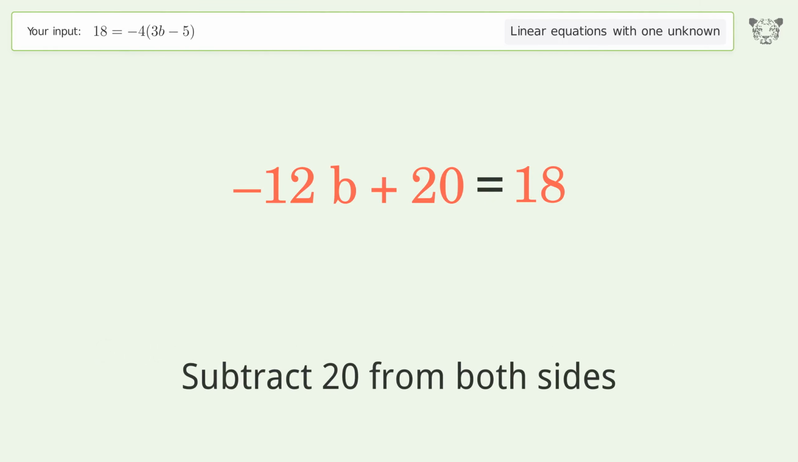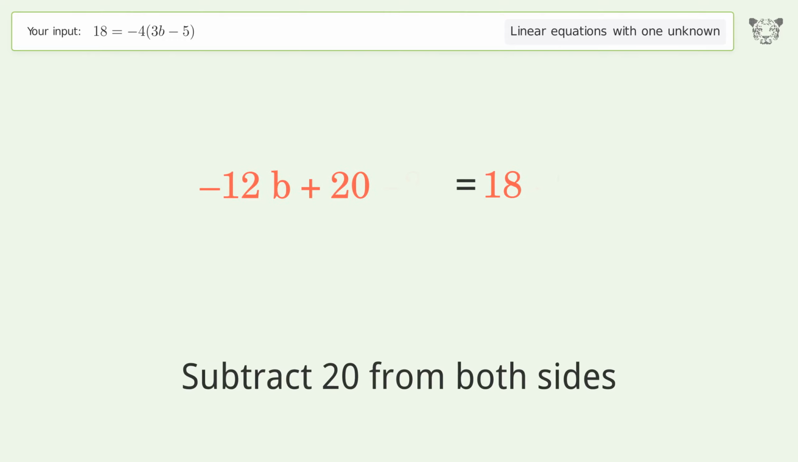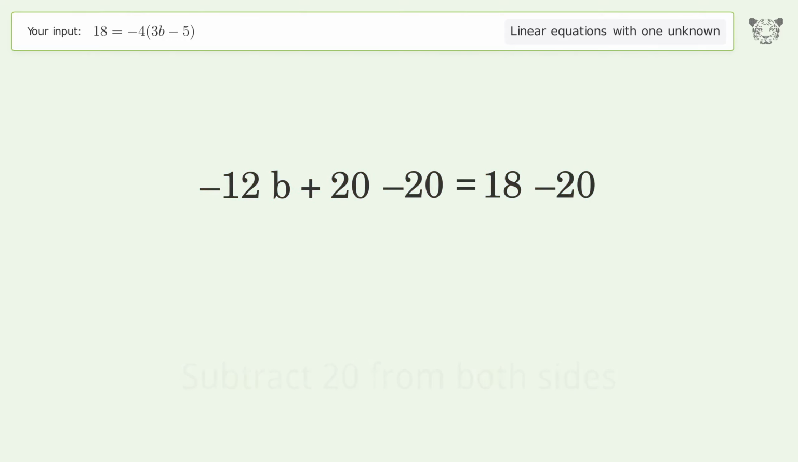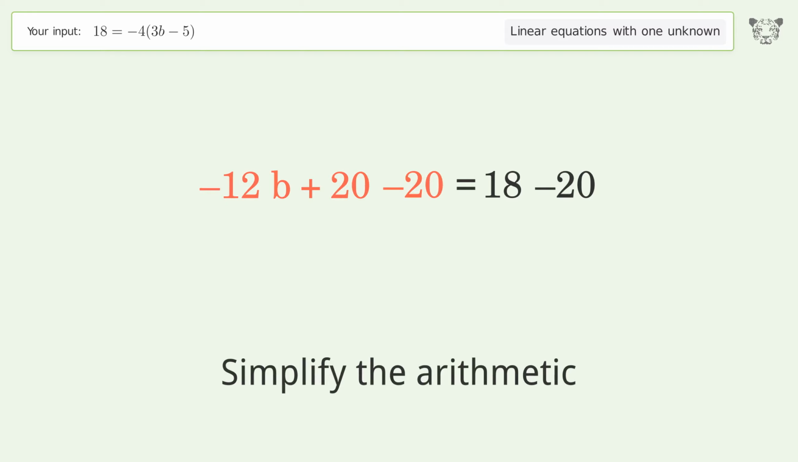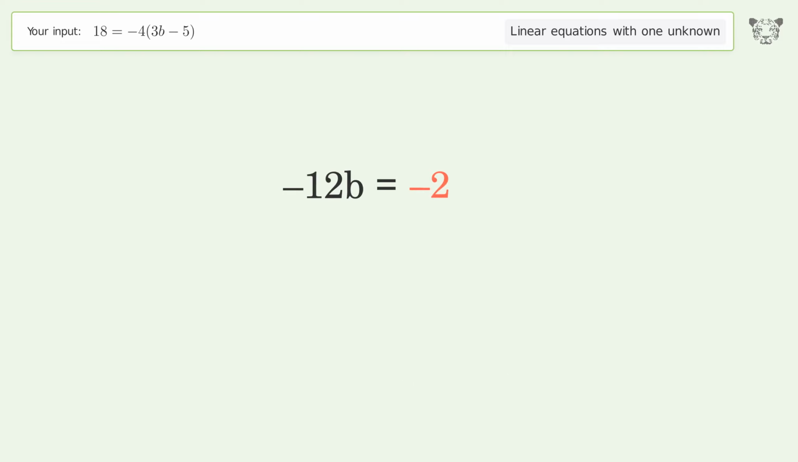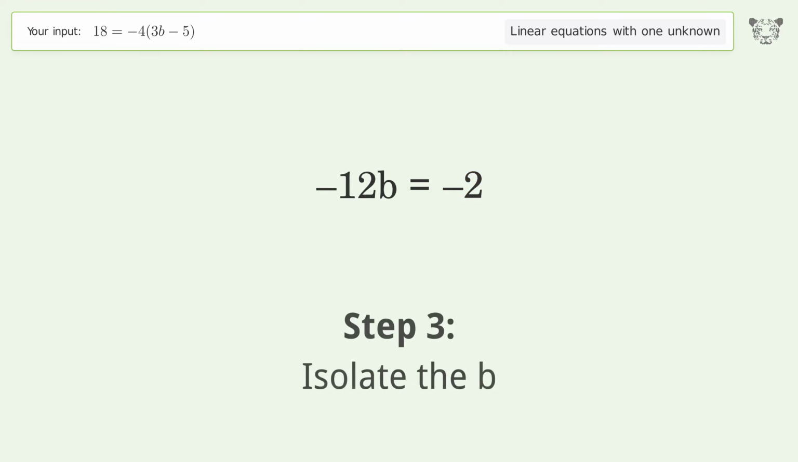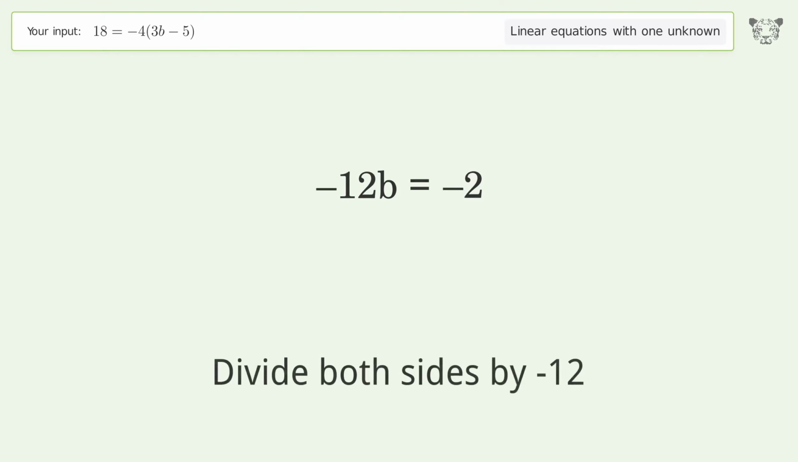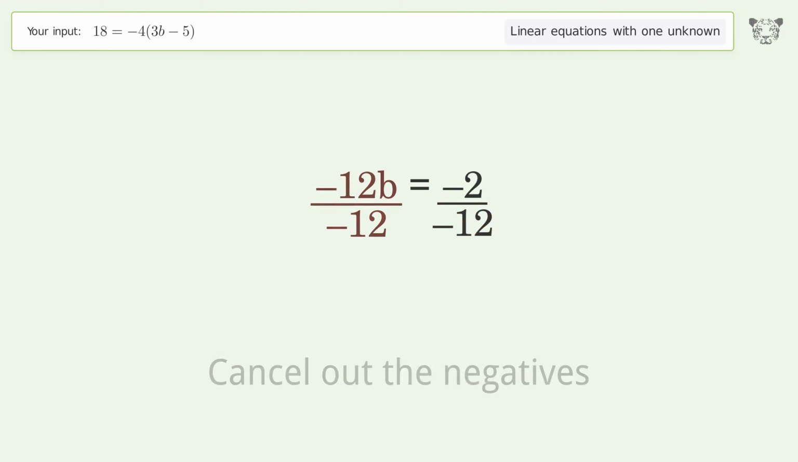Subtract 20 from both sides. Simplify the arithmetic. Isolate the b. Divide both sides by -12. Cancel out the negatives.